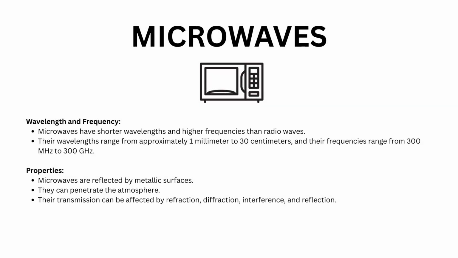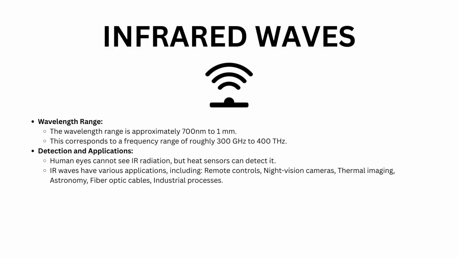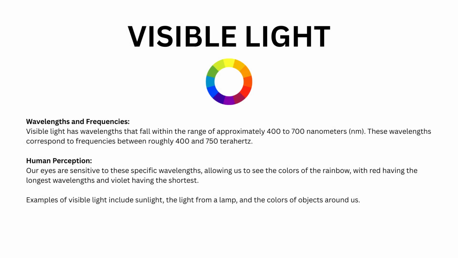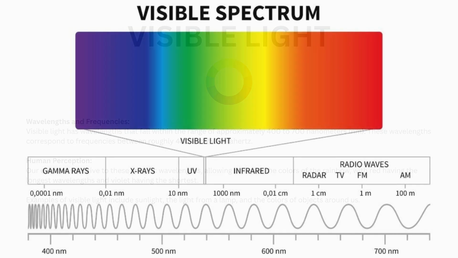The next one is microwaves. With shorter wavelength and higher frequencies, microwaves heat your food in the oven and enable mobile phone communication. Another one is infrared. It's just a bit longer than visible light. Infrared is what makes your TV remote control work. The next one is visible light. This is the small slice of the spectrum our eyes can detect, giving us all the colors we see in the world around us.